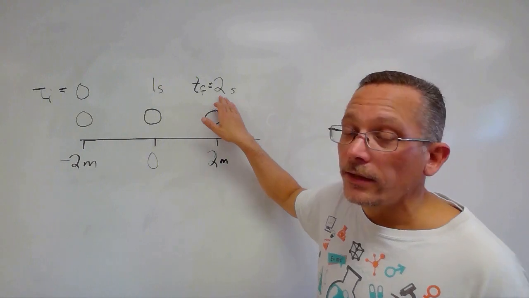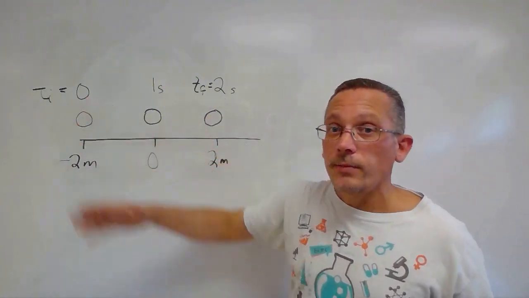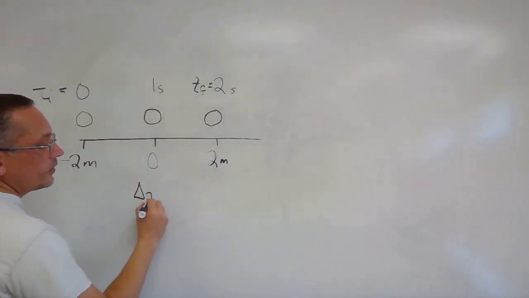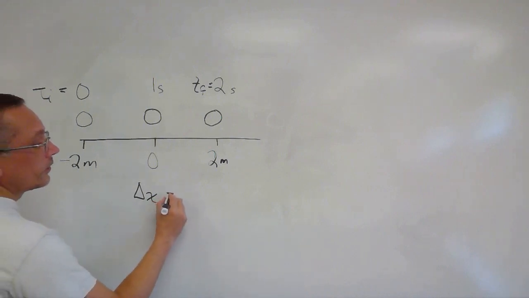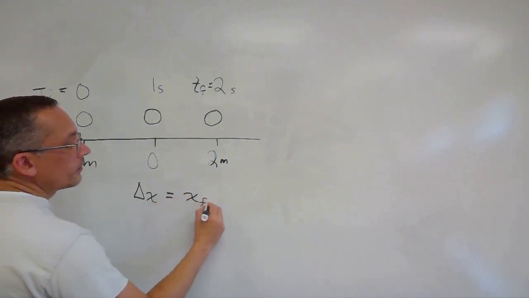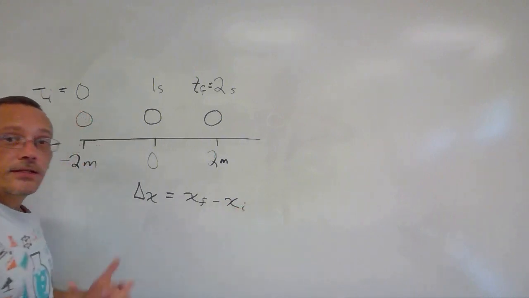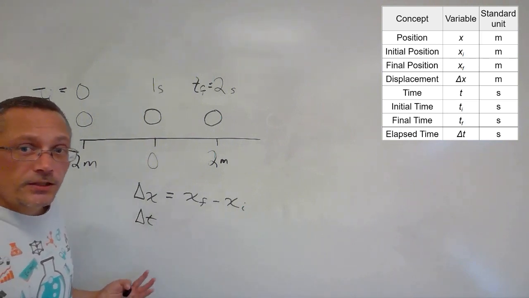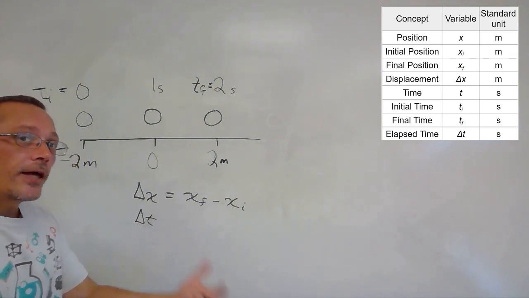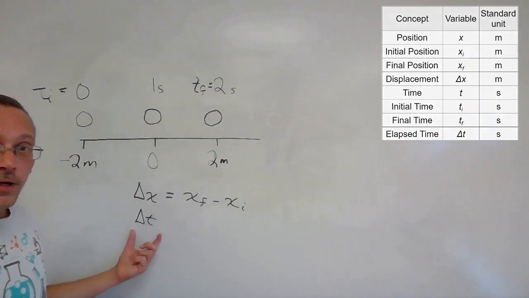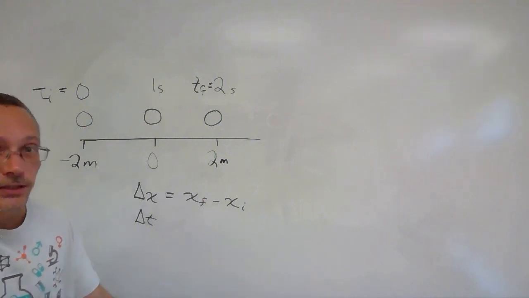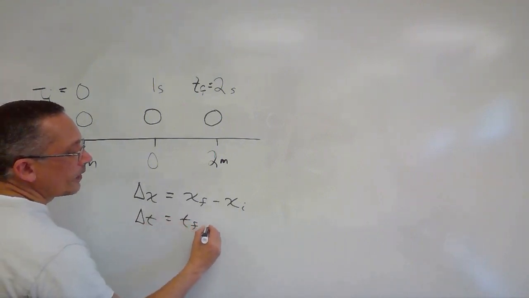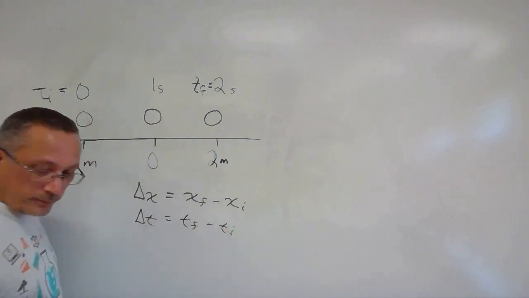All you have to do is take the final time and subtract the initial time. Just like with the position, where you find the change in position, the displacement, by doing the final position minus the initial position, the same thing works with time. How much time has gone by, sometimes people might just call it time, sometimes elapsed time. We say delta t, the change in time. We can take the final time minus the initial time.